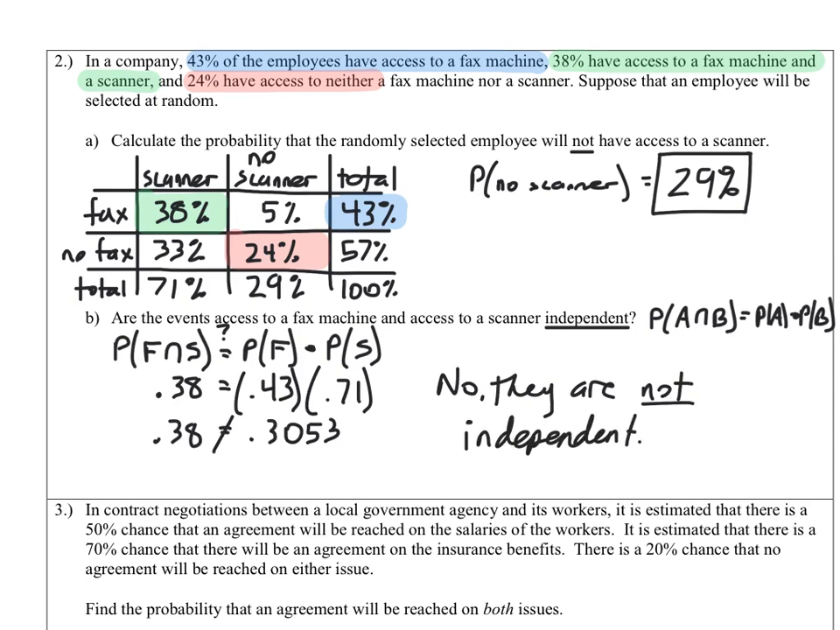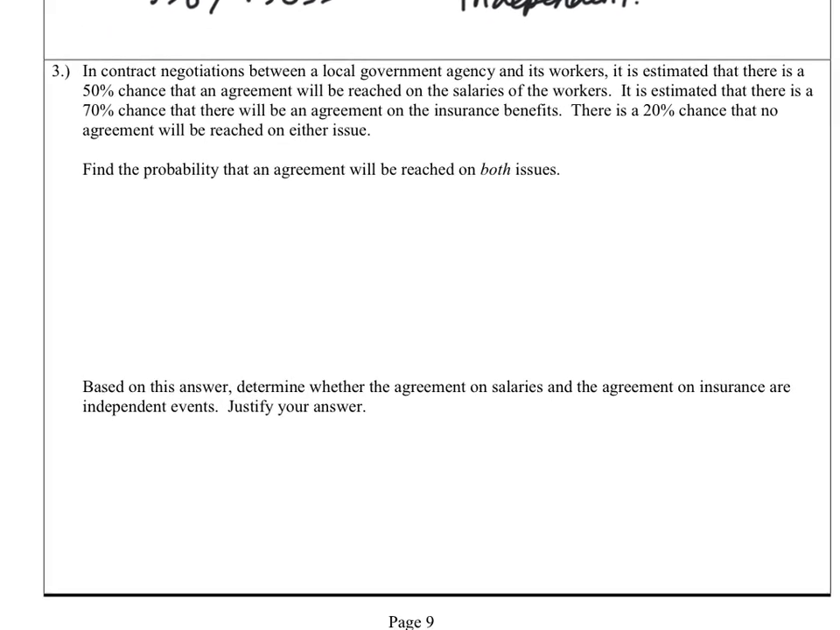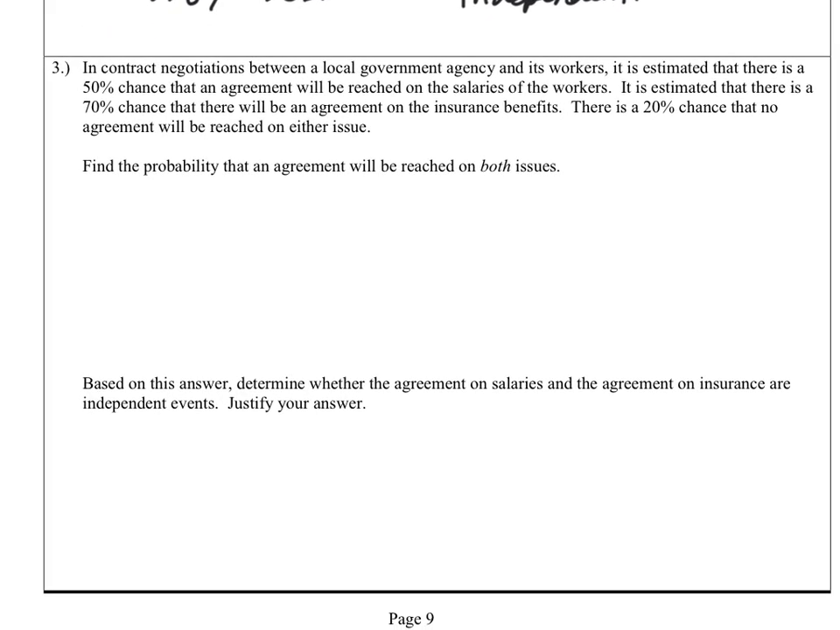All right, let's look at number 3. In contract negotiations between a local government agency and its workers, it is estimated there's a 50% chance that an agreement will be reached on the salaries. There is a 70% chance an agreement will be reached on insurance benefits, and there's a 20% chance that no agreement will be reached on either issue. Find the probability an agreement will be reached on both issues.